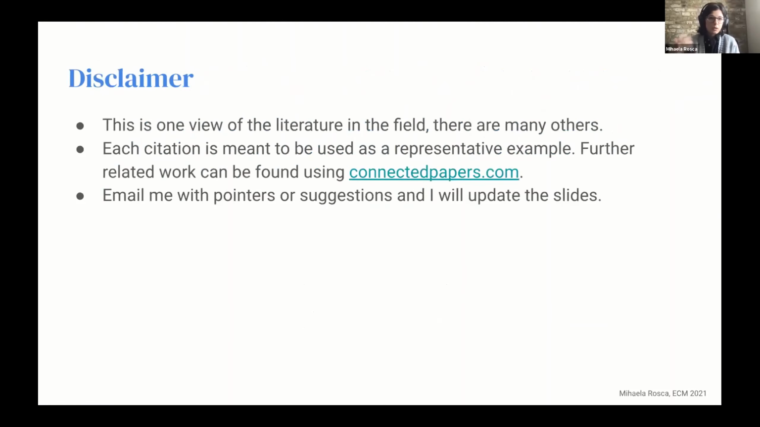So of course, one thing to start with is that this is just one view of the field. There are many others, and I do have citations on the slides. And if you want to look at related papers, you can use something like connectedpapers.com to find related work.